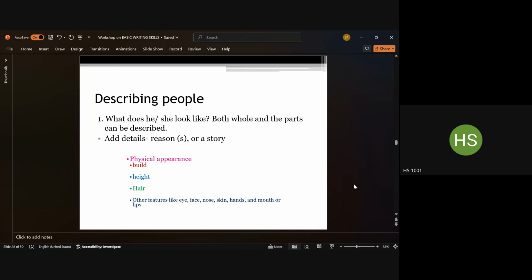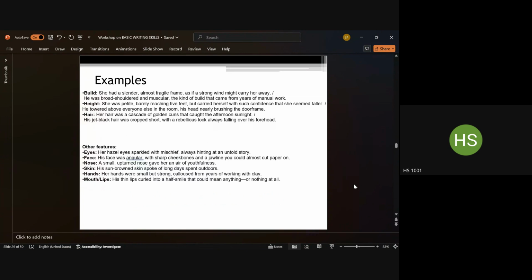So as a writer, this is entirely your choice whether you want to write it as a wholesome thing or you want to write it more like a description of various physical parts, right? So look at these examples. These are a few example sentences based on what we just discussed.